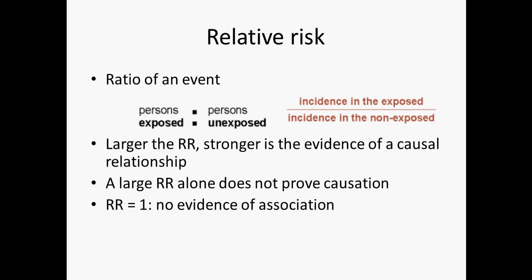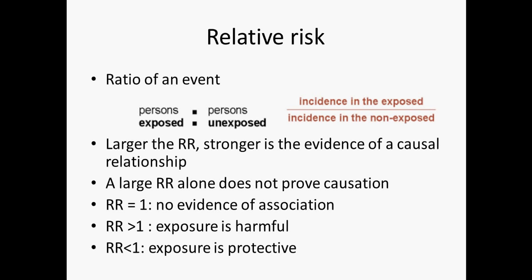Relative risk equal to 1 means there is no evidence of an association between the exposure and the disease. If the relative risk is greater than 1, we can say that the exposure is harmful. So those who are exposed are at a higher risk of suffering from the disease compared to those who are not exposed. And if the relative risk is less than 1, we generally infer that the exposure may be protective.